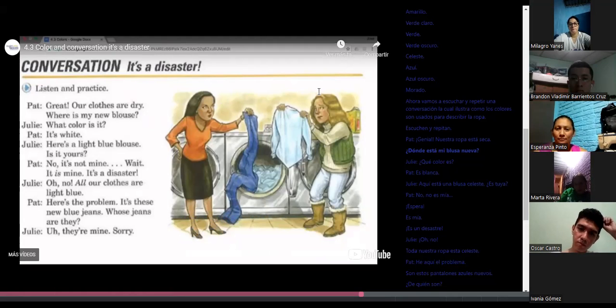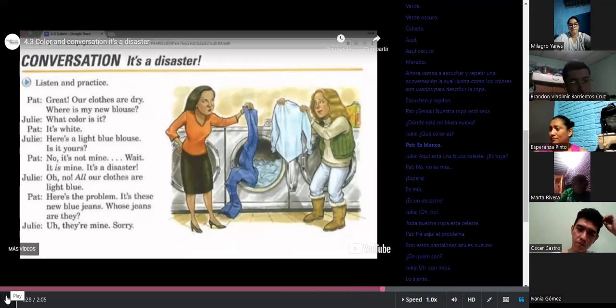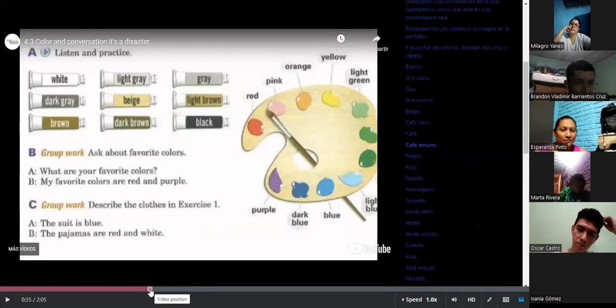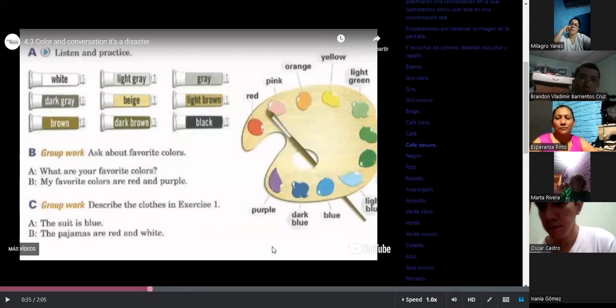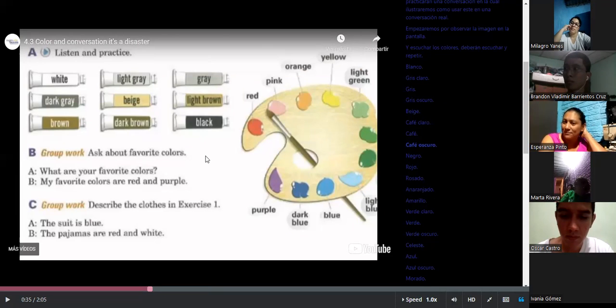Teacher, one question: the question what and the color. Cuando dice light and dark, ¿se puede aplicar a todos o solo a ciertos colores así como en el video? No, a todos los que tengan un color oscuro y uno claro. Azul oscuro y azul claro, verde claro, verde oscuro, ahí es la tonalidad. A cualquier color.